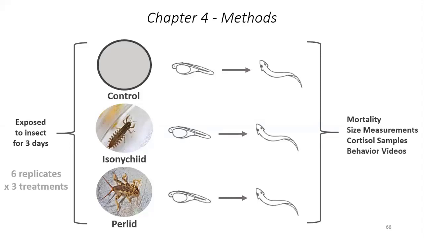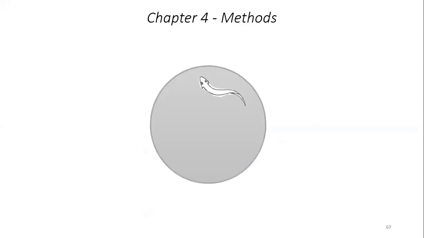So after 3 days, the free embryos had matured to the larval stage. And at the larval stage, I looked at mortality, size measurements, cortisol samples, and behavior videos. So for behavior videos for this experiment, I videoed 6 larvae from each replicate. I saw their swimming activity in the Petri dish without any extra stimulus applied.